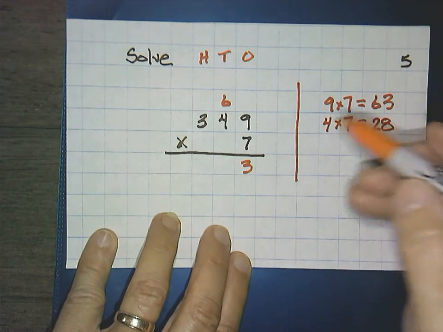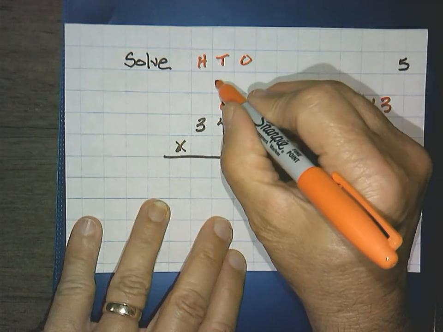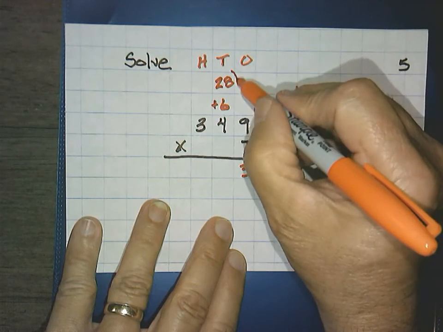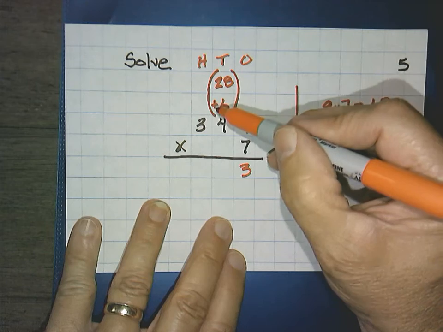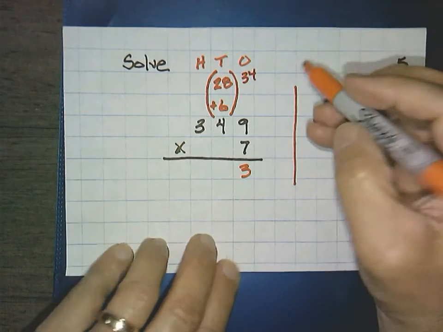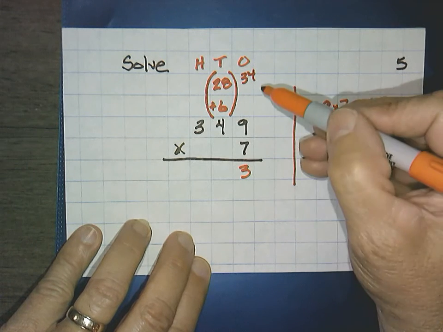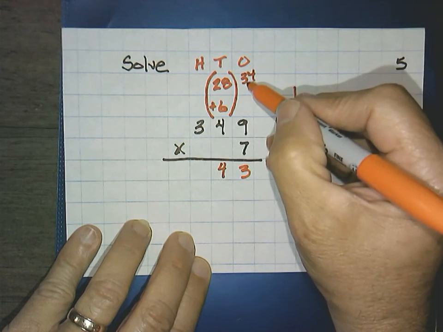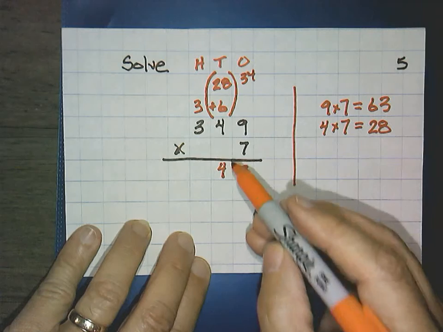28. Remember, because we have a 6 up here, we're going to put 28 and add that to the 6. 28 plus 6 would be 34. Now notice that 34 is a 2-digit, and we can only put 1, so it's going to be that 4.